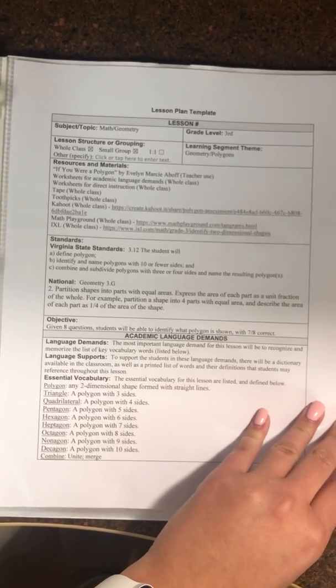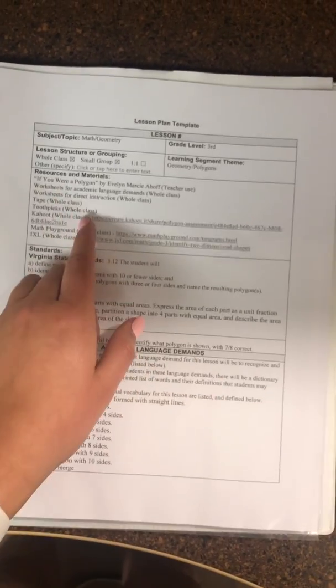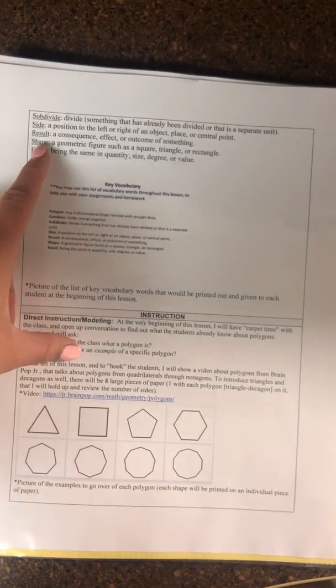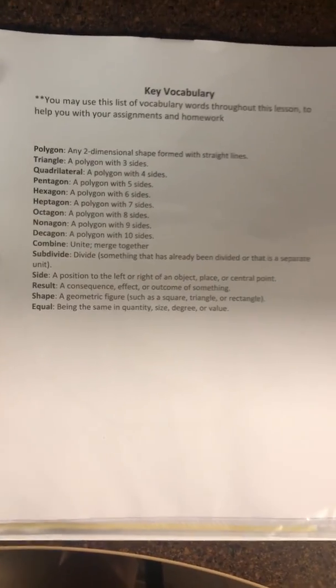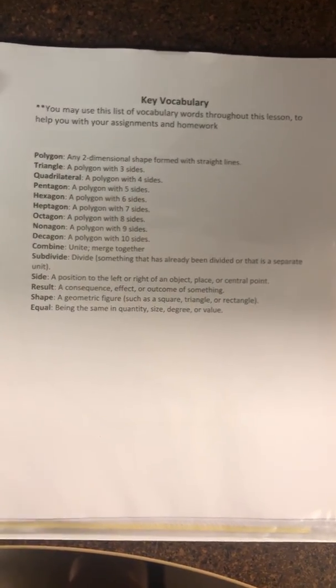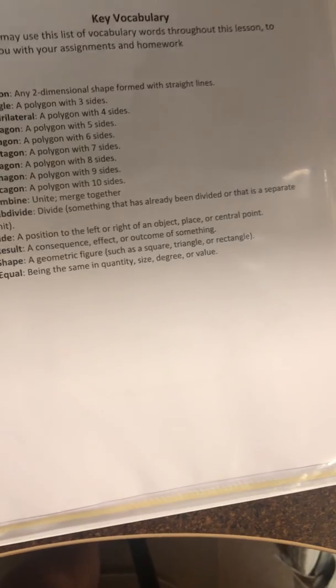For my lesson plan, I include my resources, including the book If You Were a Polygon. Here I have my key vocabulary, which is listed throughout here as well. And then I also have this paper printed out for them that I would give to each student so that they're able to use this throughout their assignments and homework throughout this lesson.